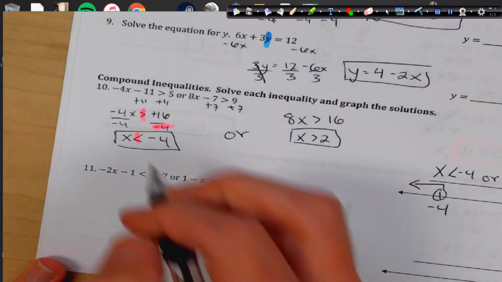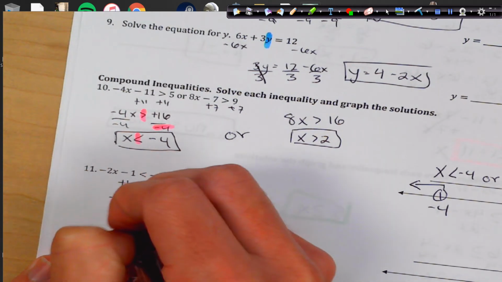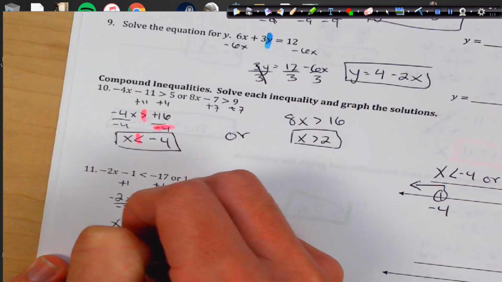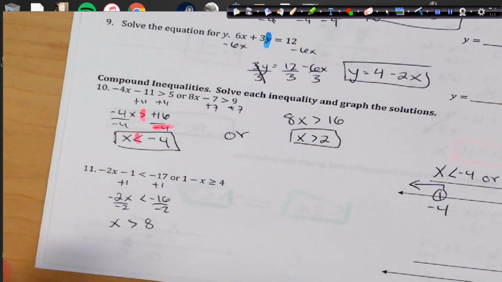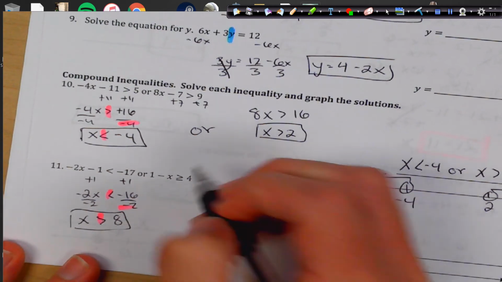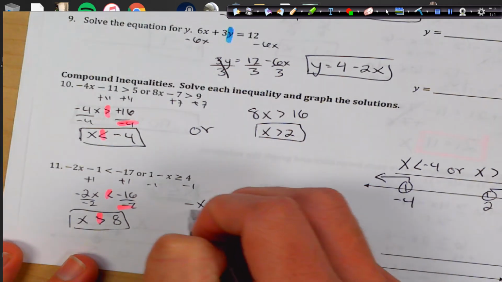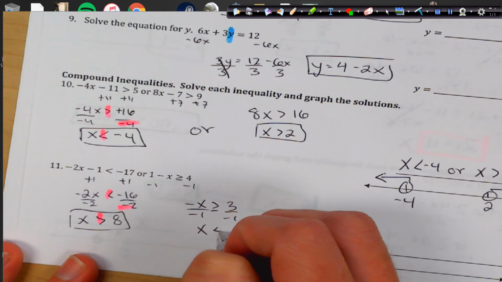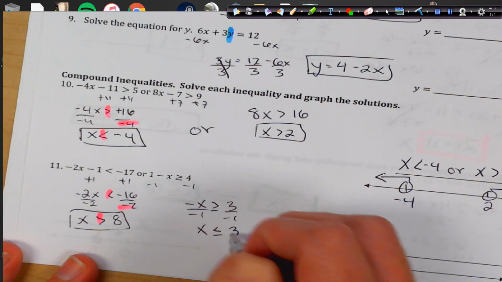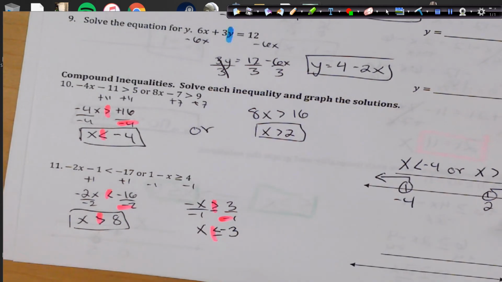We have another OR problem. Add 1. This is negative 16. Again, I'm dividing by a negative here, so x, and we're going to flip this to be 8. So again, I flip my inequality because I divided by a negative. Over here, I'm going to subtract 1 and get 3, but then I have to divide by a negative 1. So we're going to get a negative 3 over here, but notice, again, my sign flips because I divided by a negative.